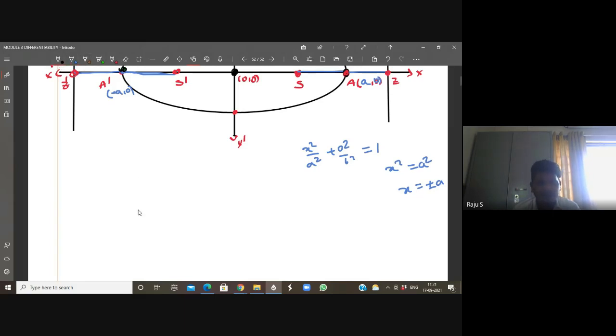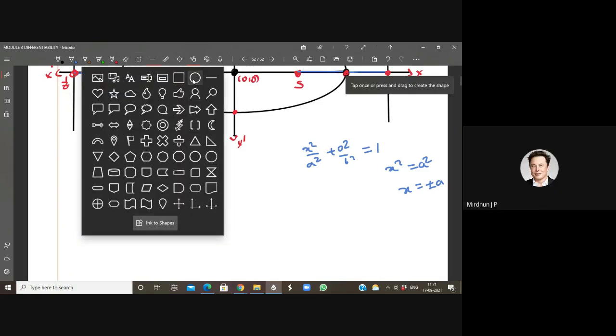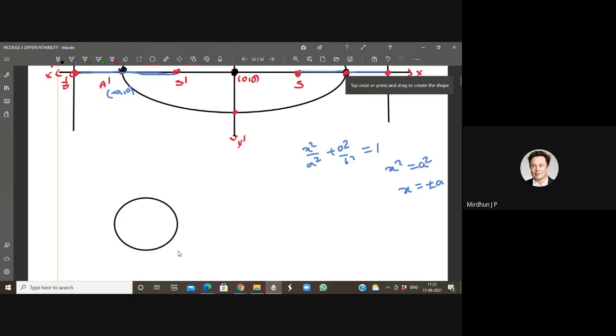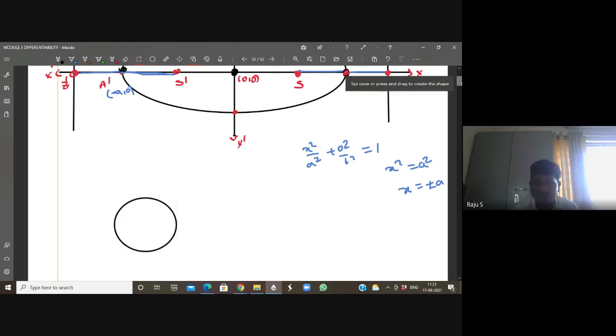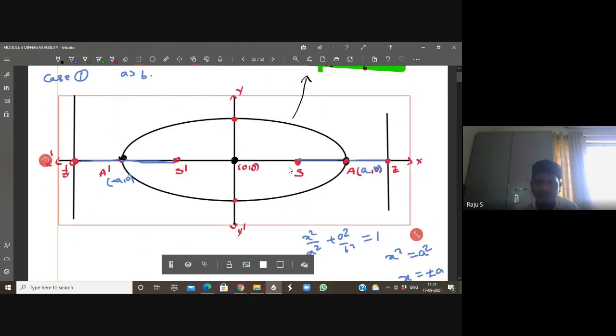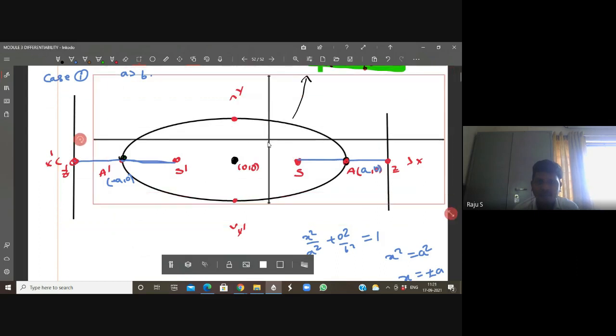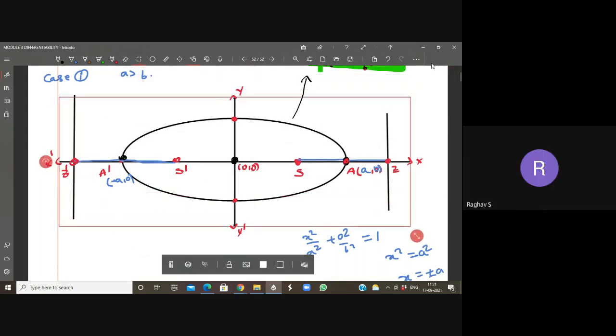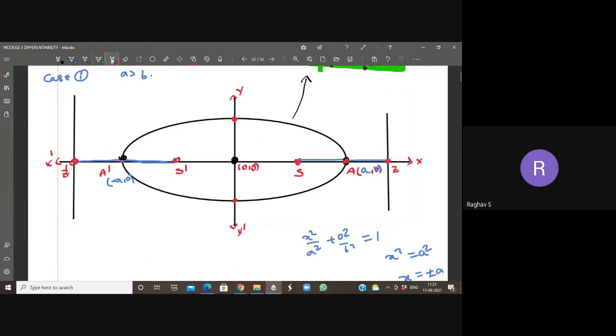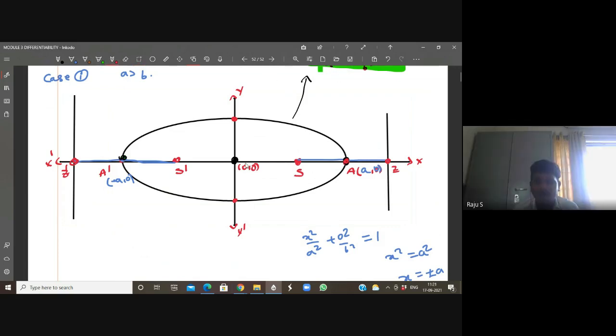When you take the circle, what is the difference between ellipse and circle? Sir, a circle has the same radius everywhere, but an ellipse has different radii. Different radii, exactly. So here the radius is a comma 0. For a circle, all sides have the same radius. Now see here, from here to here, what is the distance we got? A distance we got. But when I take a different point, the radius is not the same.